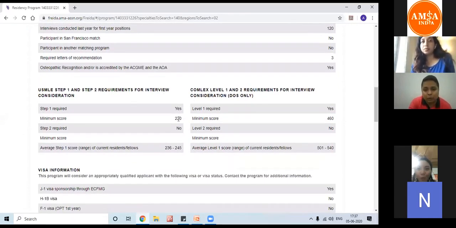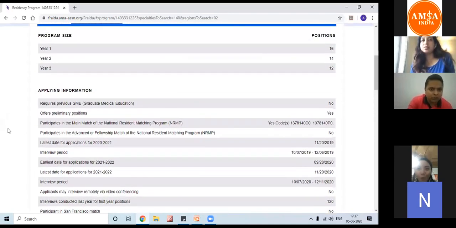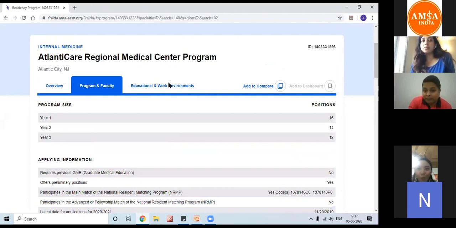Minimum score required 220. Step 2 required, no. Minimum score, obviously it's not. So those kind of things. But again, this is a community hospital, so this is not a really recommended hospital, I would say. But otherwise, you might say, I don't need a Step 2 CK, so I'll just simply go for Atlantic, and we've not even heard about this. But that's just an example.